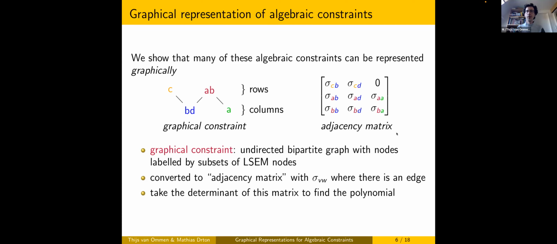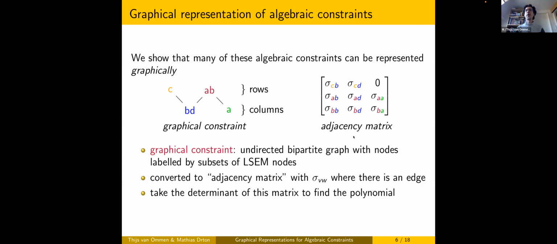Maybe a simple follow-up question. How do we know which nodes are rows and which nodes are columns in this graph? You can choose it either way. It will just mean that your adjacency matrix gets transposed, and then it would have the same determinant, so the same polynomial would come out.